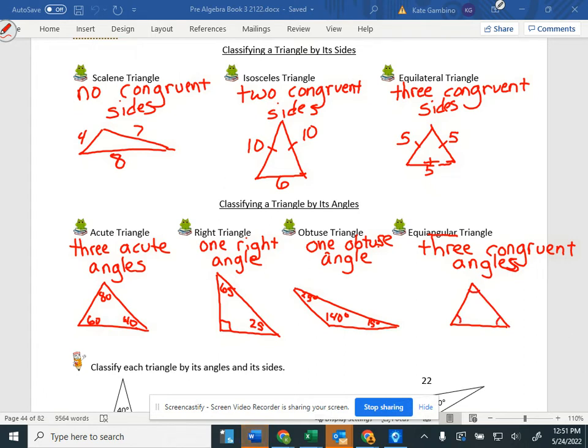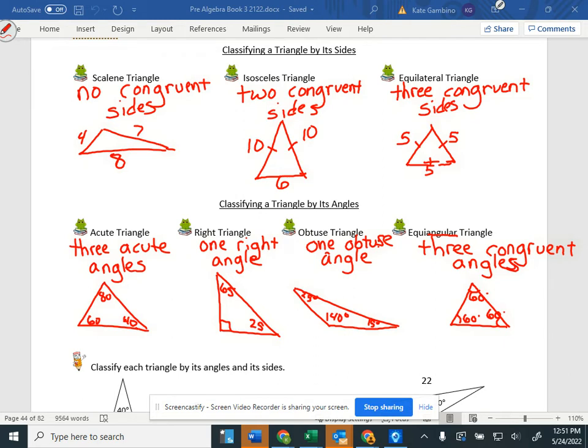If they're all the exact same, what do they have to be for a measurement? 60. 60. If it is an equiangular triangle, what else do we know about it? That they're all the same angles. It's an equilateral triangle too. An equiangular triangle is going to be an equilateral triangle. Does that make sense? Any questions on those?